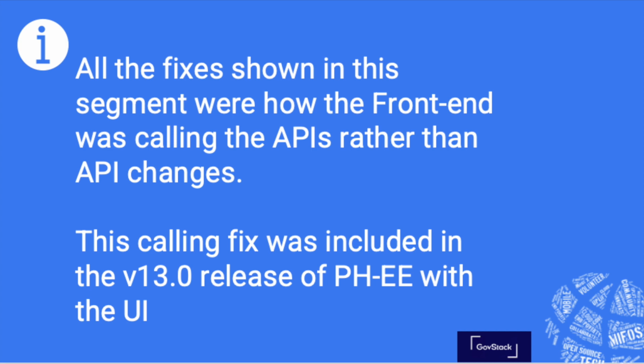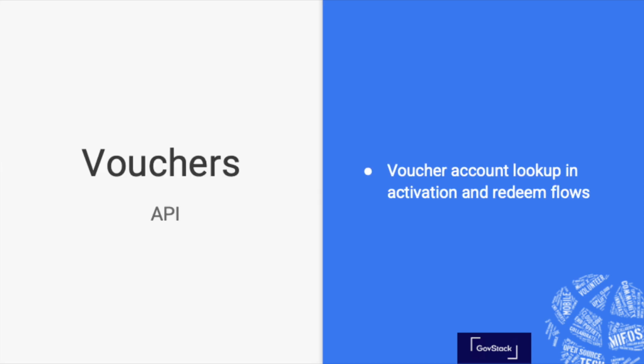Just to clarify, all these fixes that you've seen here were not to the APIs themselves, but were actually how we were calling them with the UI. And these fixes were then merged into the v1.13 release, which is what's been loaded into the GovStuck sandbox and is our final release. So now we move on to look at the Vouchers API in more detail and how it's called and how it's integrated with the ID account mapper.